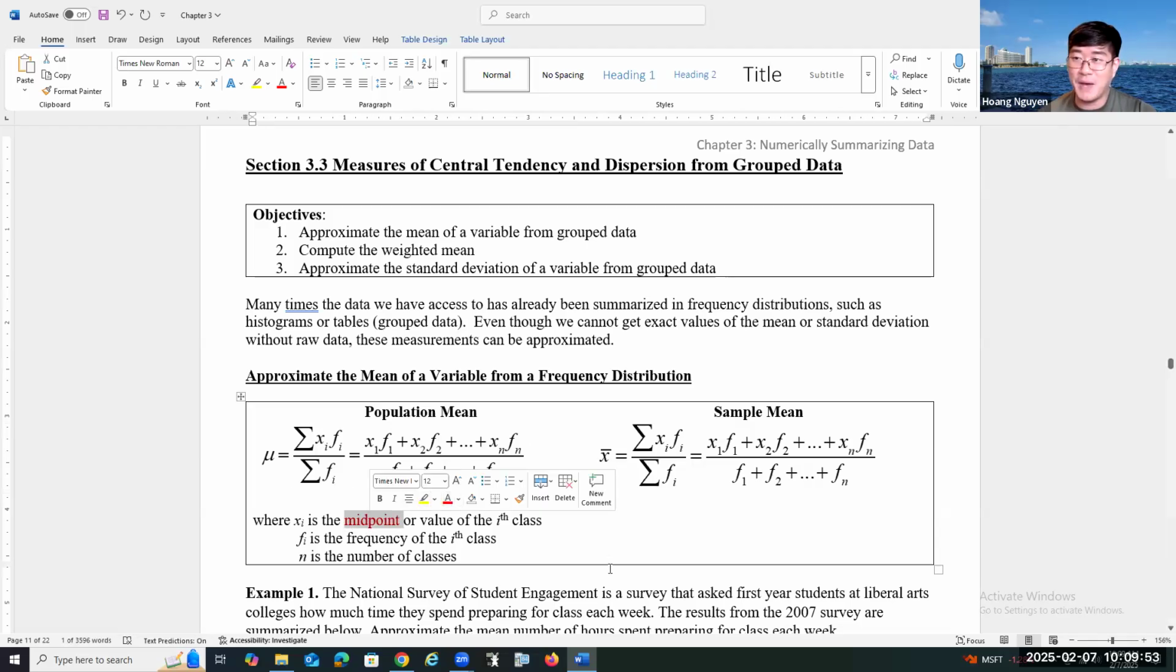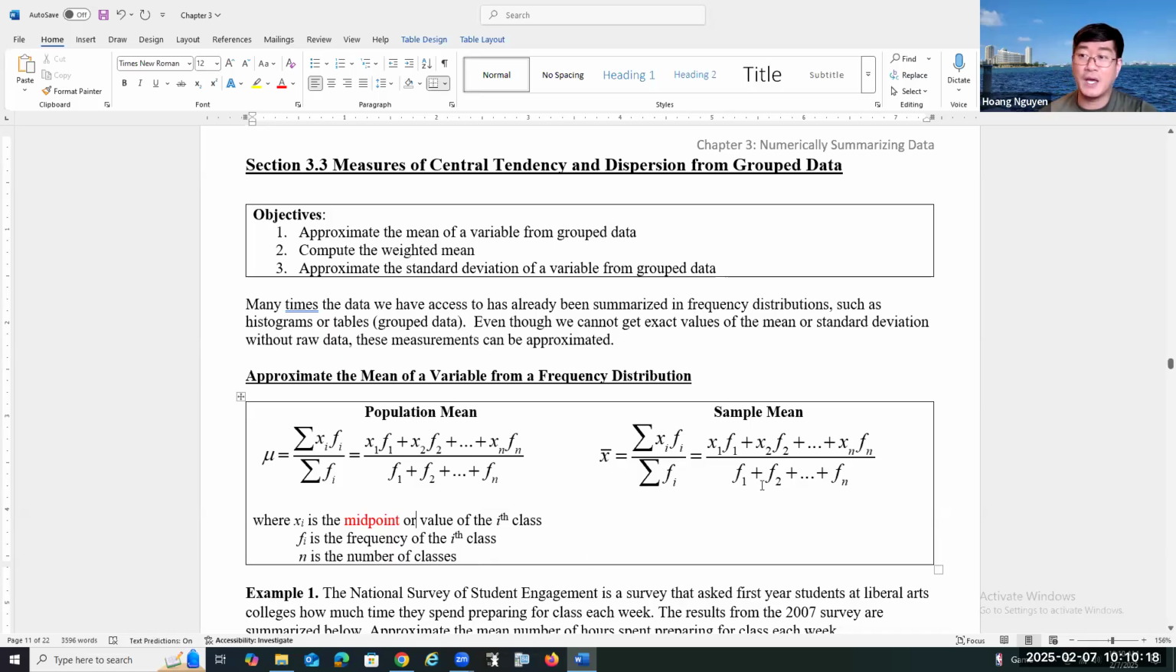I hope that you can remember how we calculate the midpoint from the previous section. So xi is the midpoint or value of the ith class, and fi is the frequency of the class. And n is the number of classes that we have. That's the formula to approximate the population mean from grouped data.